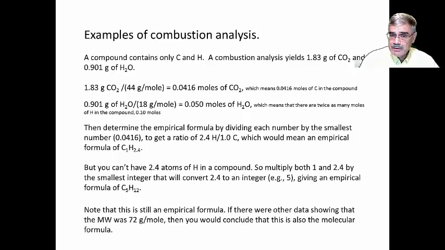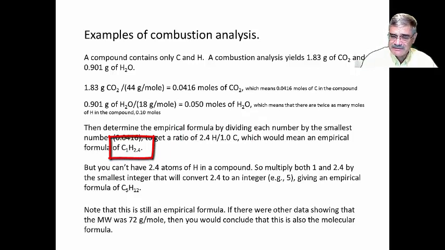Now, to then determine the empirical formula, we divide by the smallest number of moles. This is a trick you'll learn, and we'll do this quite often. So we divide both numbers by 0.0416, the smallest number of moles. Of course, dividing that number by itself gives you 1, but dividing 0.10 by 0.0416 gives us 2.4 as a relative number of hydrogen atoms in the molecule. So we get the ratio of 2.4 hydrogens to 1.0 carbons in this molecule, and that is the empirical formula.